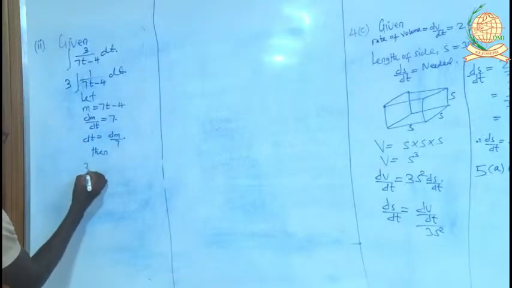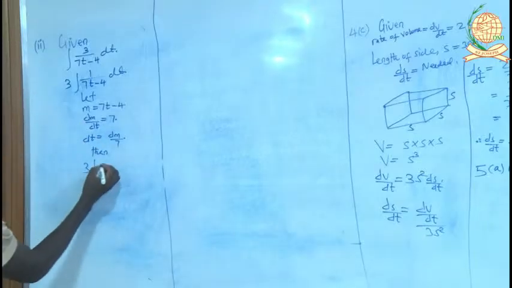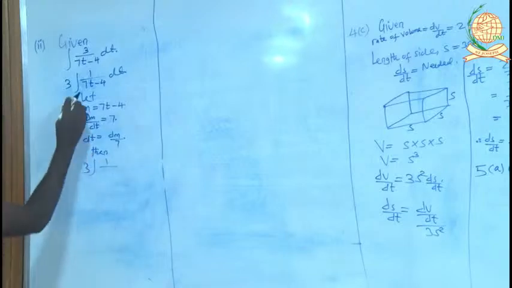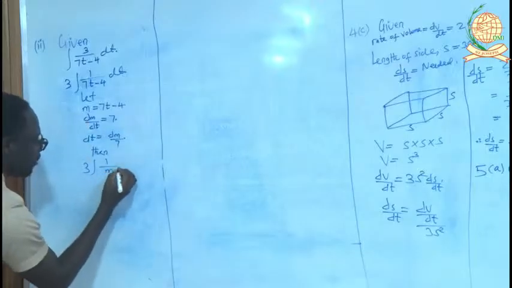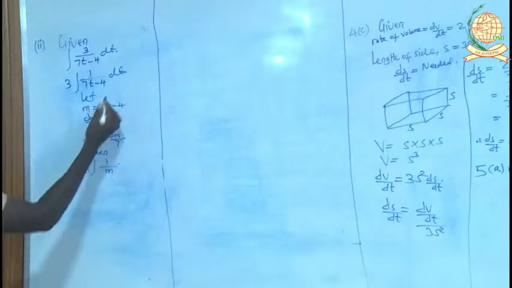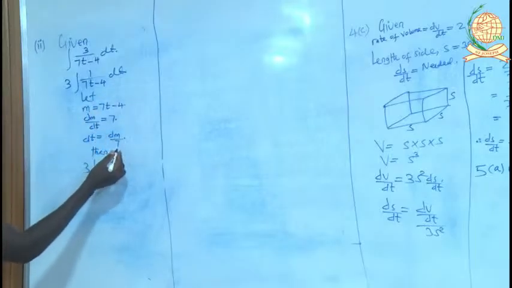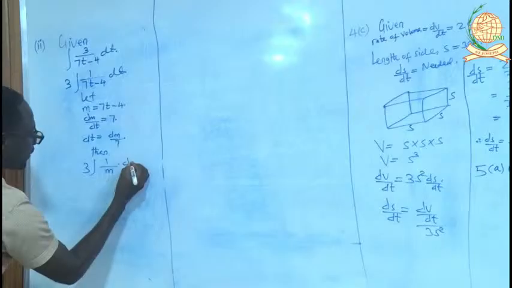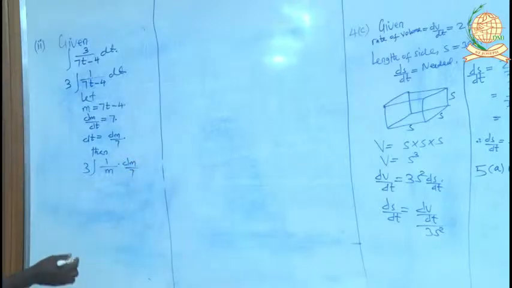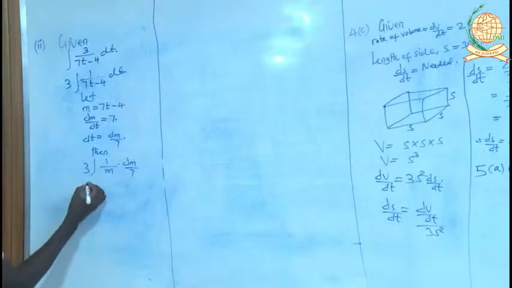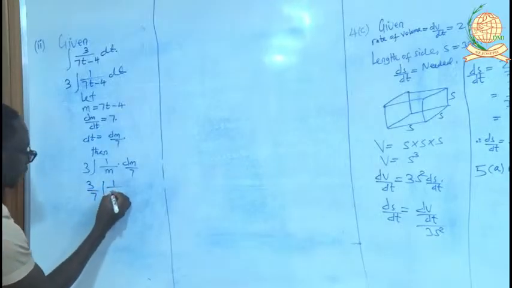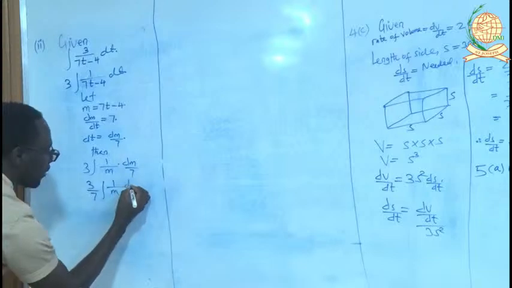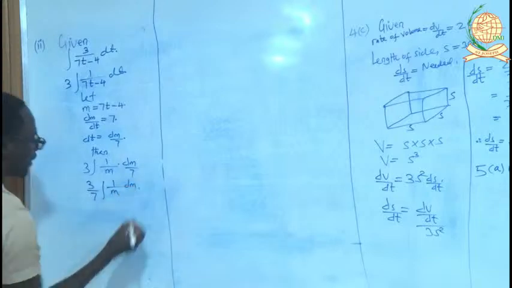This will be equal to 3 integral of 1 over 7t minus 4. This one is equal to m, so it is 1 over m times dt. dt is equal to dm over 7. Now 7 is constant, take it out of the radical. We're going to have 3 over 7, then integral of 1 over m dm.